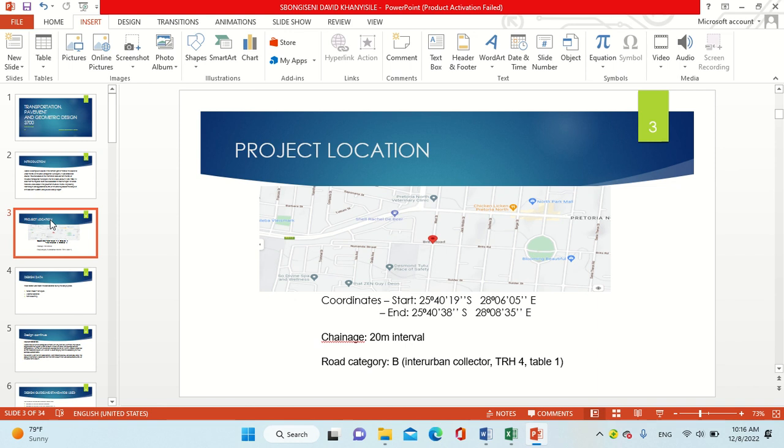Okay, let's look at the project's location now. I've also attached the coordinates where it starts and where it ends, and also the chainages, which are at a 20 meter interval. The road category is going to be B, which I've chosen from TRH4 table 1.